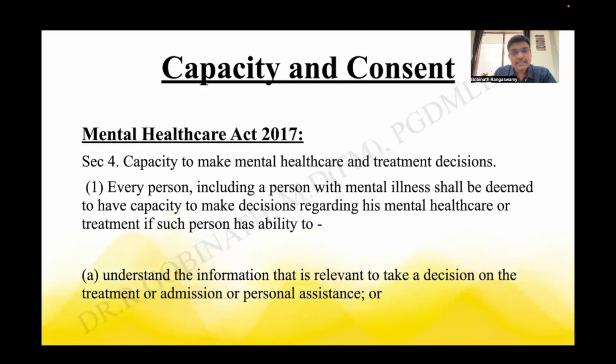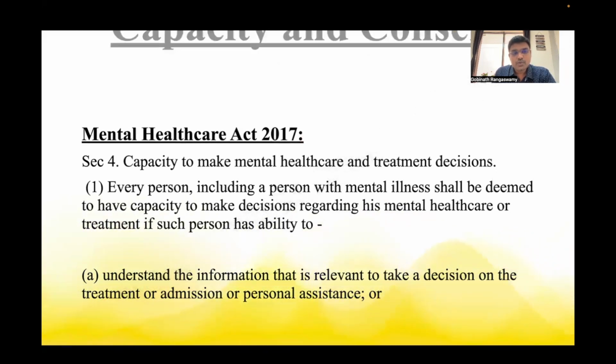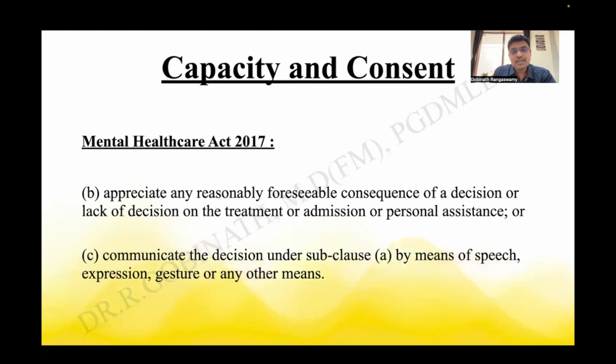What does the Mental Health Care Act say about consent? It says a person with mental illness has the right to consent to make decisions regarding his mental health care or treatment if such person has the ability to understand the information that is relevant to the treatment, and also appreciate any reasonably foreseeable consequence of a decision or lack of decision on the treatment or admission or personal assistance, and also if he is able to communicate his decision by means of speech, expression, gesture, or any other means.